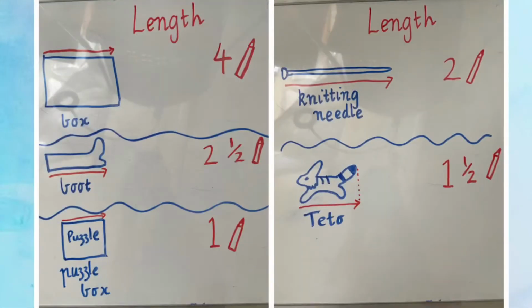So here are all my objects that I have measured using my pencil. You can see my puzzle, my knitting needle, the box, Teto, and the boot. Can you see which object is the shortest object? Have a look at how many pencils long each of the objects are and look for the smallest number. That's right, it's the puzzle. The puzzle was 1 pencil long. There's no other objects that are shorter than 1 pencil long.